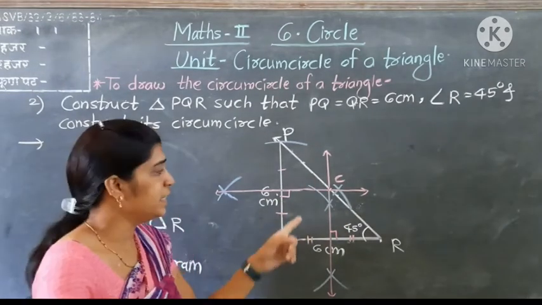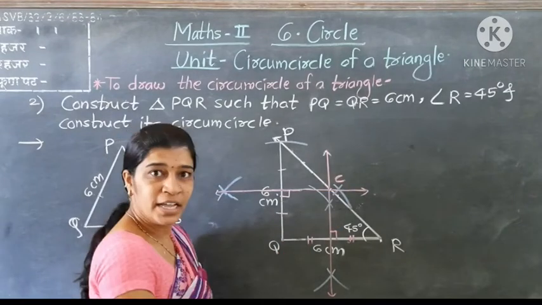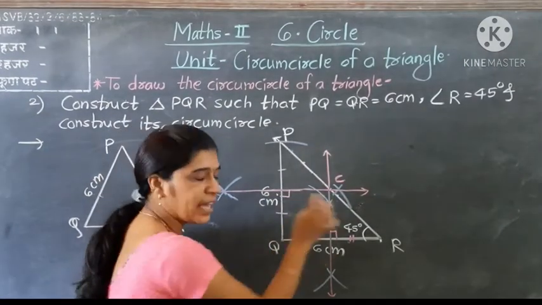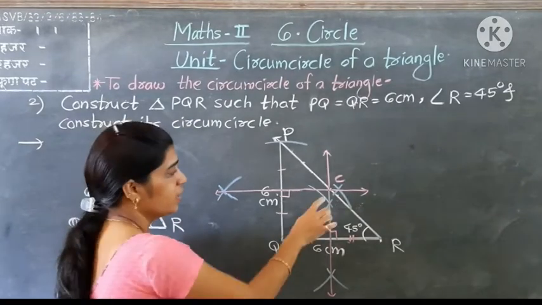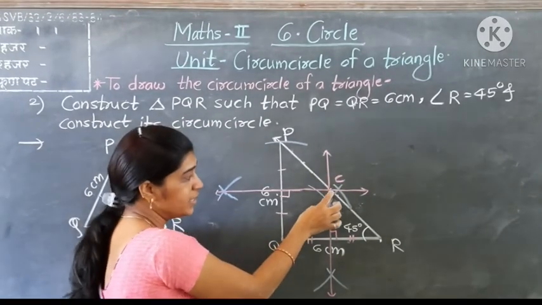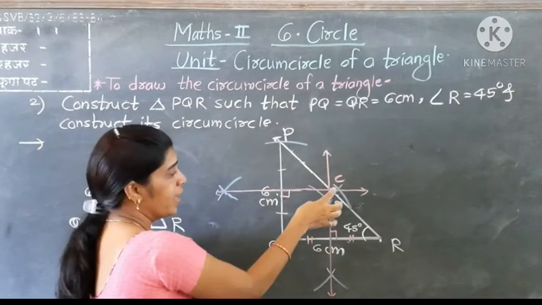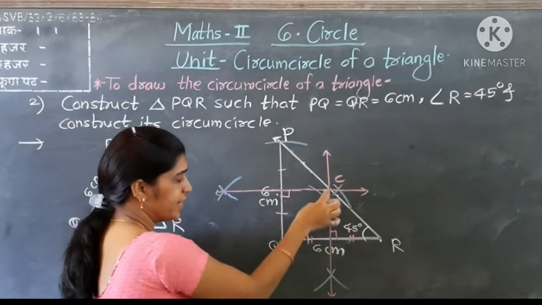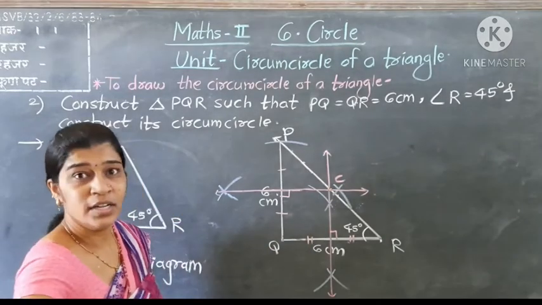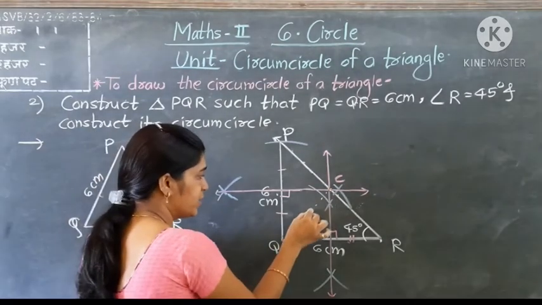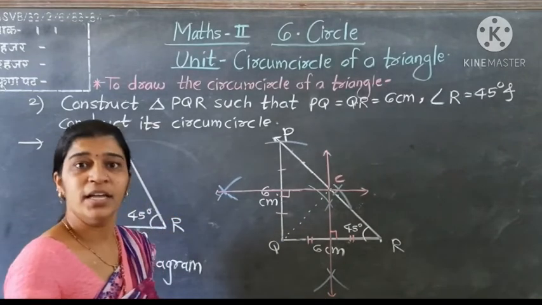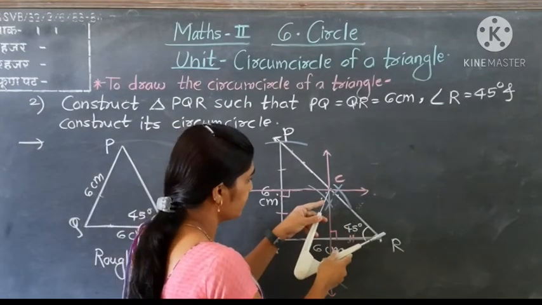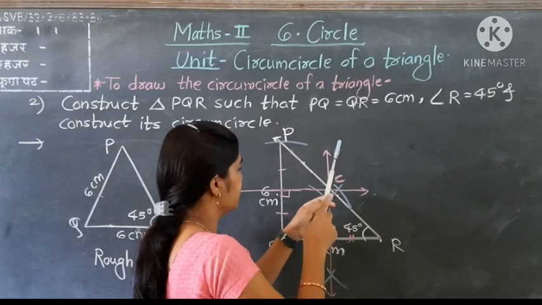So take C as center and take CP, CQ or CR. These are the radius here. What is the center here? Point C is the center, and segment CP, segment CR and segment CQ are the radius. Here if you join this segment CQ, this is the radius. So take any distance here. See, all these distances are same.